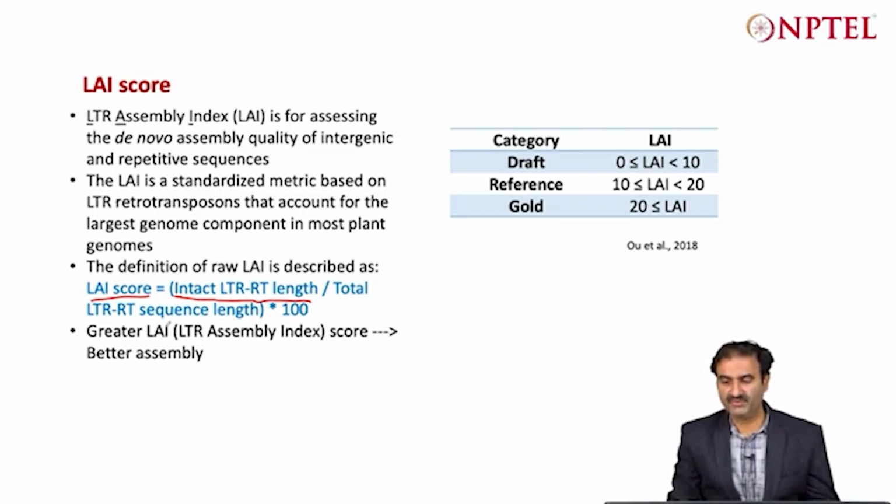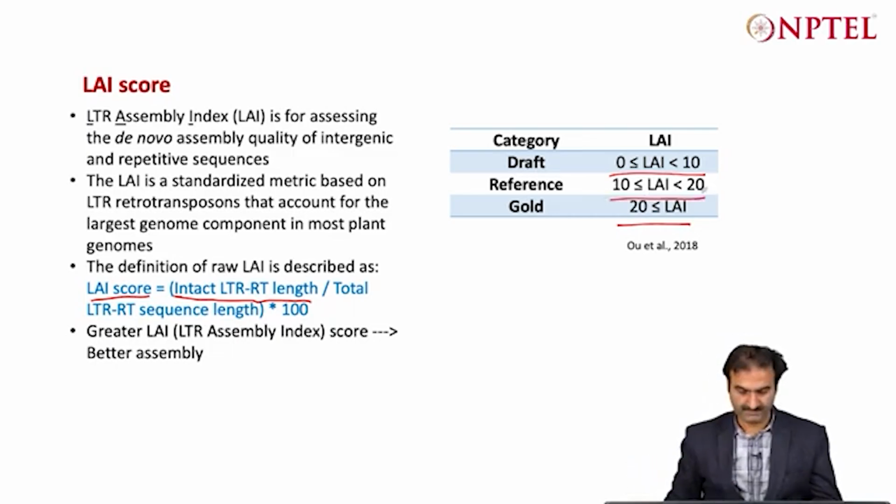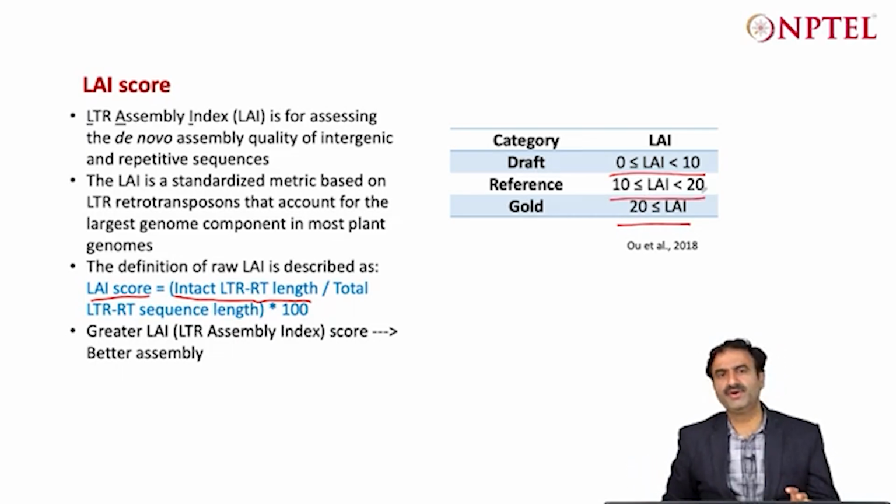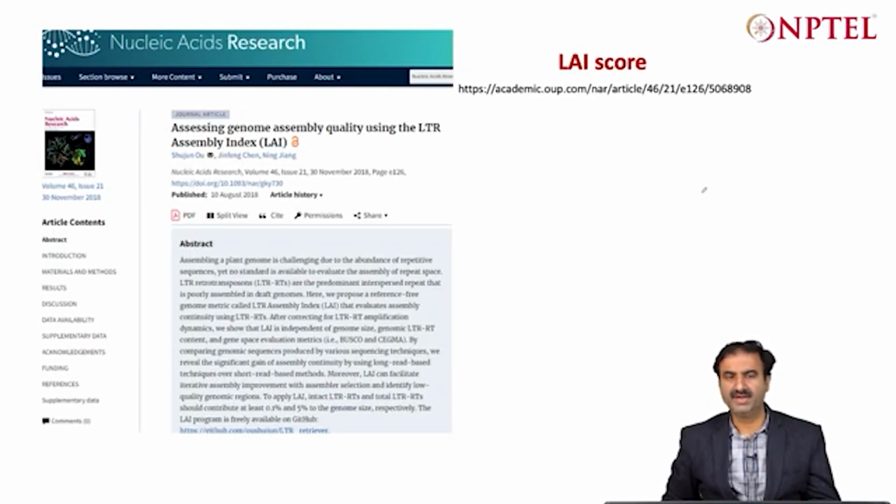So the higher this value, the better it is. Gold will be more than 20, a draft assembly will have a 0 to 10 range, and a reference quality will have a 10 to 20 LAI score. This is reported for the assembly quality of a plant genome, and this paper came out in NAR, and it is commonly used.